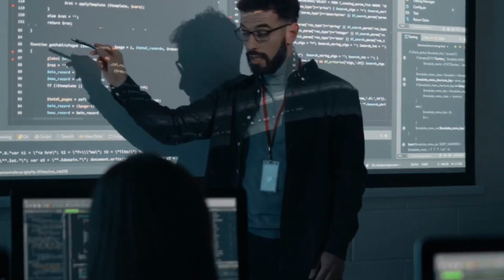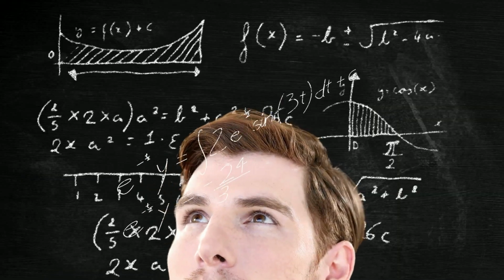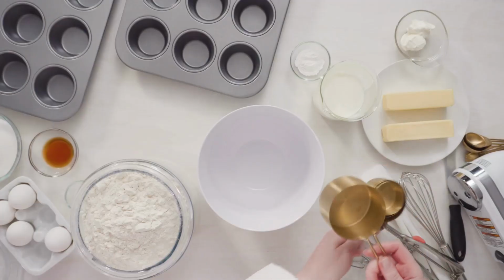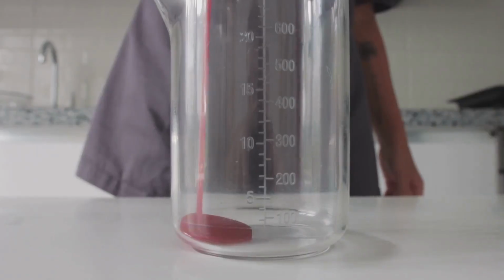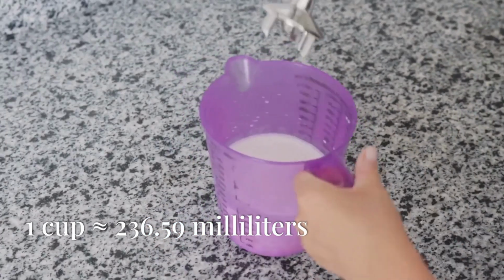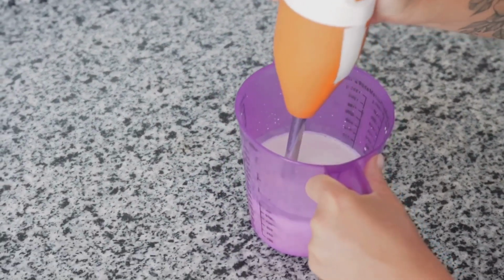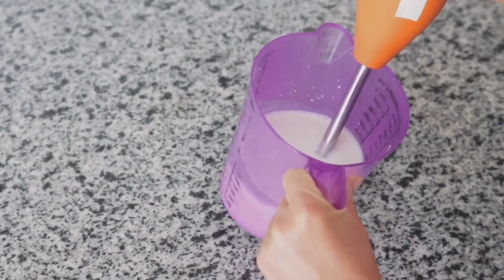Section 6. Practical examples of unit conversions. Let's apply what we've learned to some real-life scenarios. Imagine you're baking a cake and the recipe calls for 2 cups of flour, but you only have a measuring cup in milliliters. You'll need to convert cups to milliliters using the conversion factor. 1 cup is approximately 236.59 milliliters.